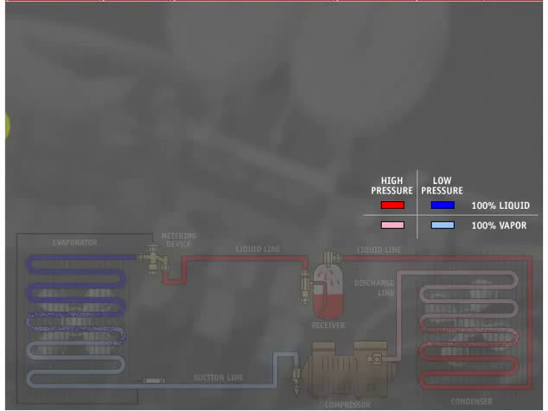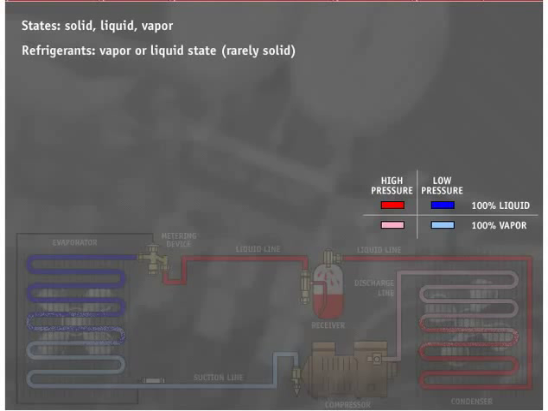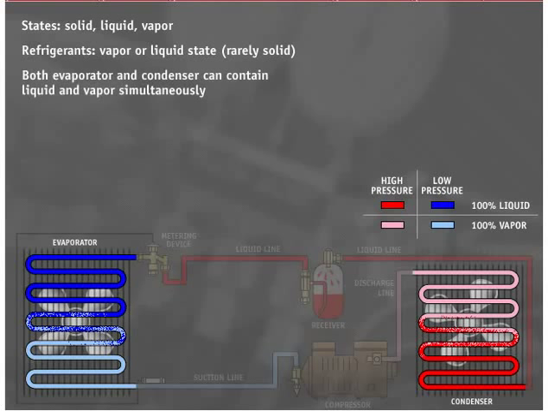Any substance can be in one of three states: solid, liquid, or vapor. Modern refrigerants exist either in the vapor or liquid state. Refrigerants have such low freezing points that they are rarely in the frozen or solid state. Both the evaporator and condenser of a refrigeration system can contain liquid and vapor refrigerants simultaneously if the system is operating properly.